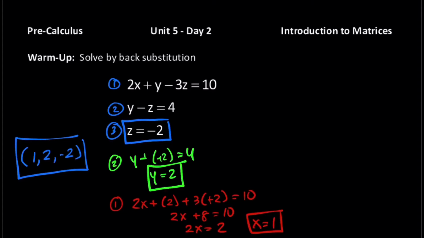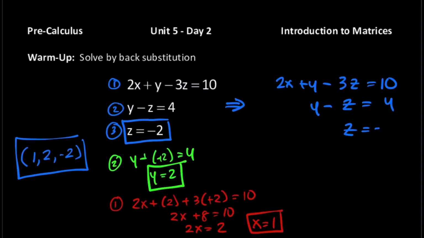Now, why was this system so easy? I want you to note the pattern. My top equation, I'm just going to rewrite: 2x plus y minus 3z equals 10. The middle equation, y minus z equals 4. And the bottom equation was just z equals negative 2. Well, notice what we had. In equation 2, we didn't have an x. In equation 3, we didn't have an x or a y.